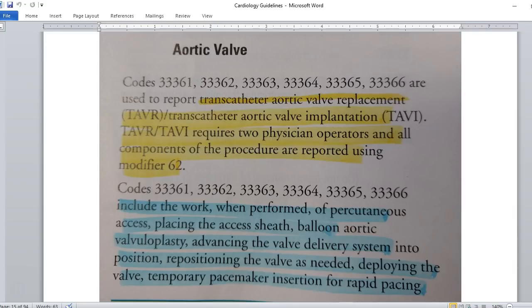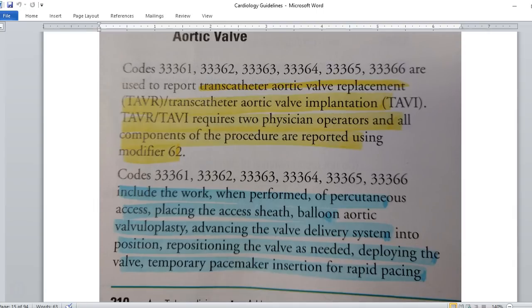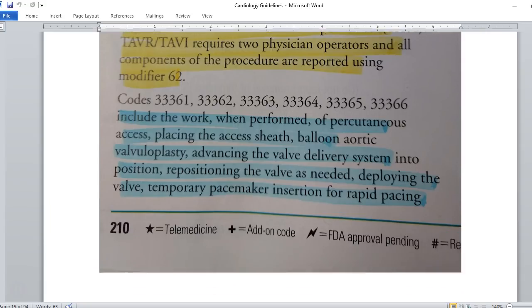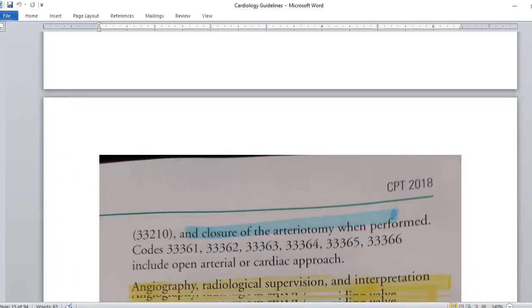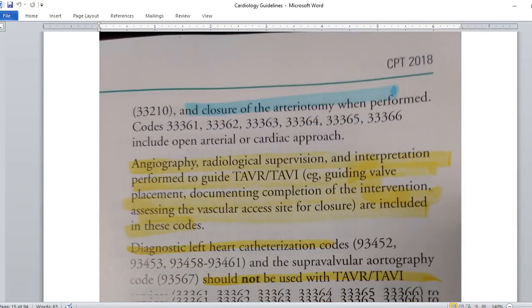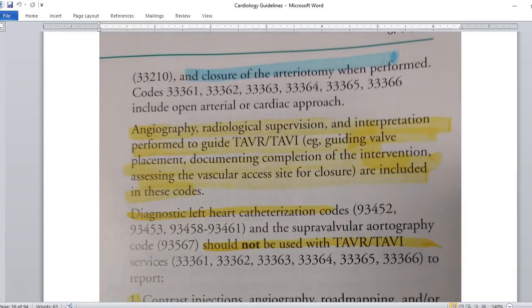Okay, now these codes also, this is important, what does it include? It includes the work, when performed, of a percutaneous access, placing the access sheath, balloon aortic valvuloplasty, advancing the valve delivery system into position, repositioning the valve as needed, deploying the valve, a temporary pacemaker insertion for rapid pacing, and closure of the arteriotomy when performed. Okay, so these include both an open arterial or a cardiac approach. And again, we try to do the transcatheter. So what they're saying, all of that is included. So actually accessing the area through an artery or a vein, and everything that we do to perform that surgery is included.